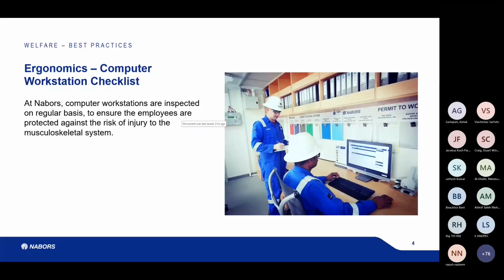One of the best practices that we have here at Nabors is the ergonomics or computer workstation checklist. At Nabors, computer workstations are inspected on a regular basis to ensure the employees are protected against the risk of injury to the musculoskeletal system. As we know, we are providing drilling services for our customer here in Kuwait, KOC, Kuwait Oil Company. Even though most activities related to this industry are performed outside on the rig floor or rig annexure, we pay the same level of attention to the other employees as well, who may not work so much outside like the others. That's why we are evaluating and assessing all our facilities and work environments, to ensure that we take care of everybody and that they are provided with the most comfortable work environment possible.